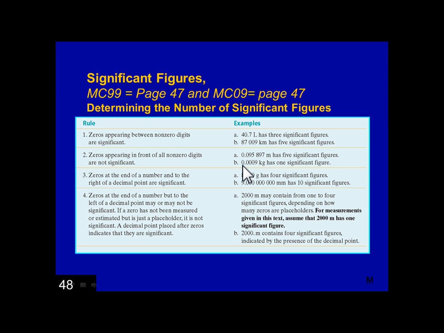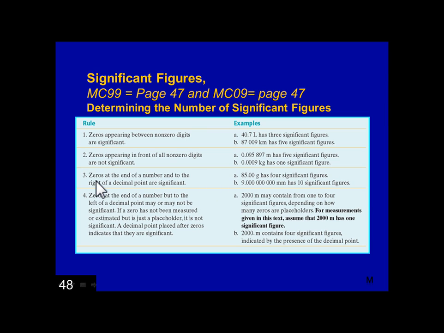All right, in this example here, 0.0009, there's only 1 significant figure. These leading zeros, meaning the numbers starting with 0 going from left to right. So that only has 1 significant figure.